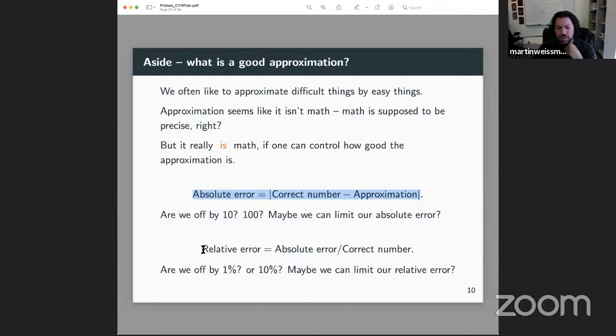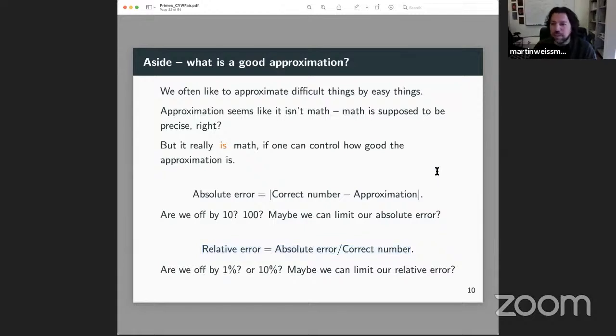There's another useful notion which is called the relative error. The relative error is the size of your absolute error, but divided by the correct number. So if your number is really 1,000,000 and you're off by 10, that's a very small error, relatively speaking, percentage-wise. The absolute error is 10, but the relative error would be like 10 out of 1,000,000, 0.0001 or something. More zeros than that, I guess.